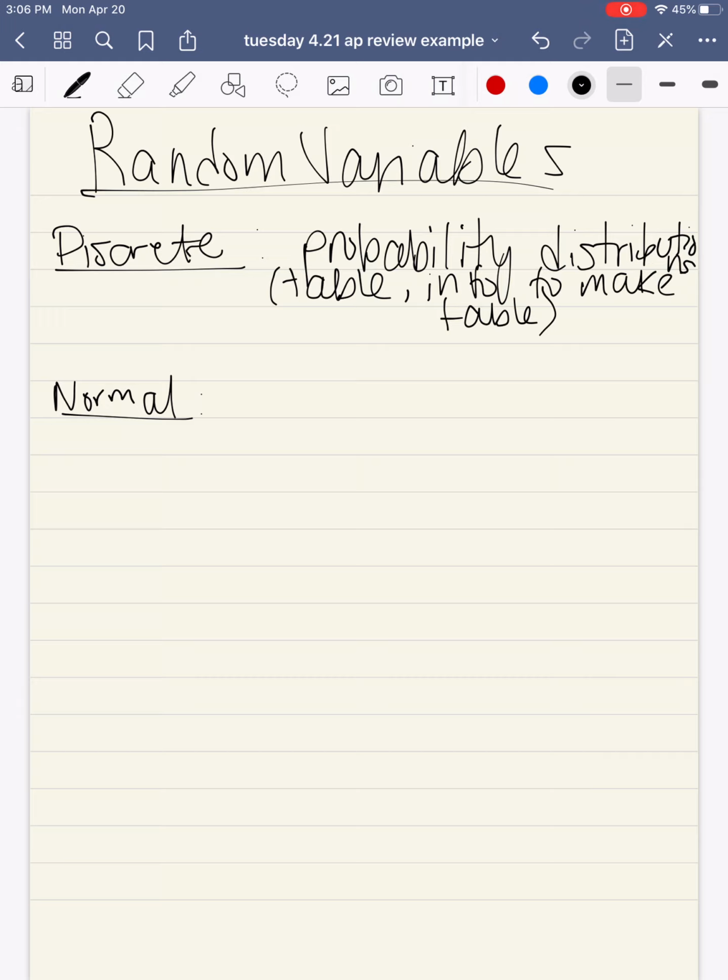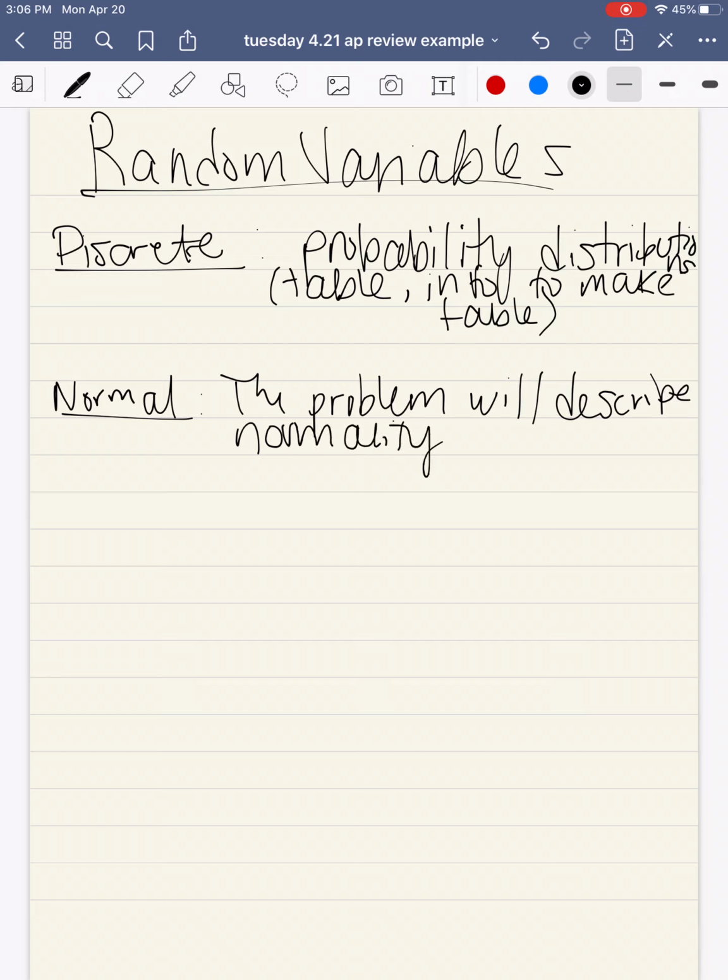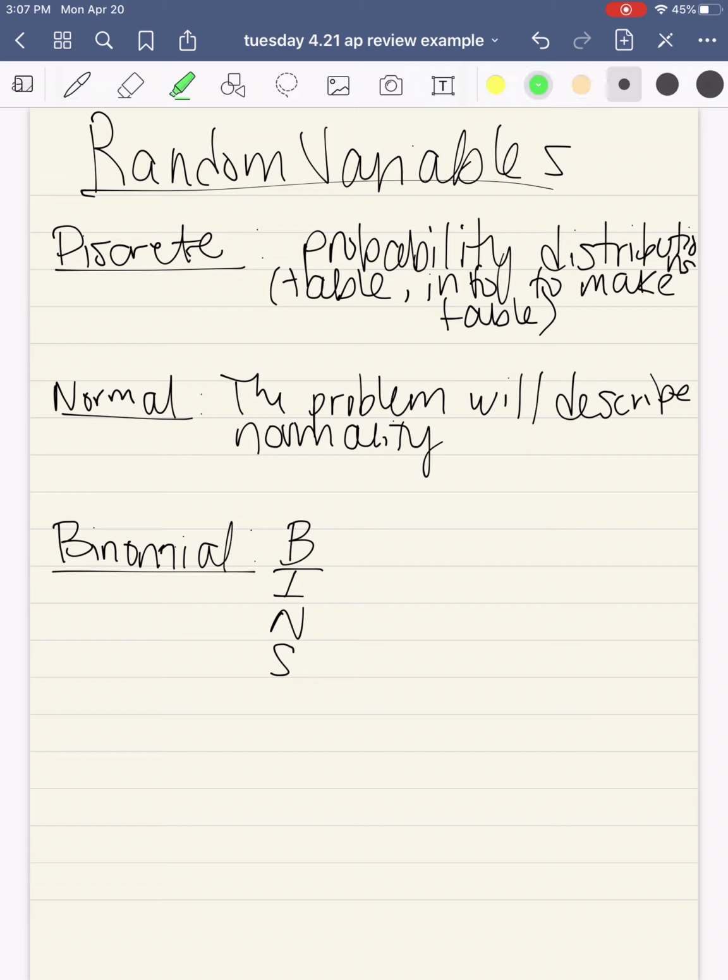So here, the problem will describe normality. And then the third type we talked about was a binomial random variable. And here, the biggest thing is we know that we have our acronym BINS. But I really want to highlight one of these aspects because that is going to be a good telltale sign that this is a binomial random variable.